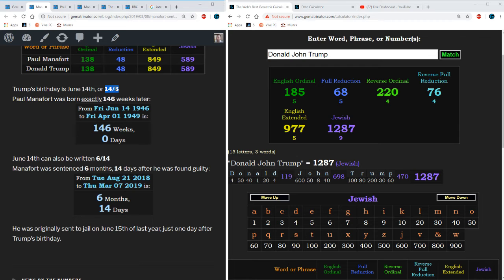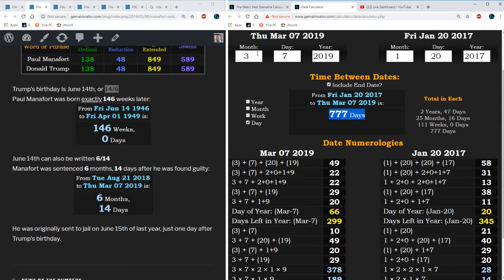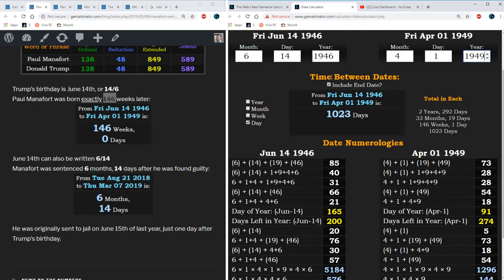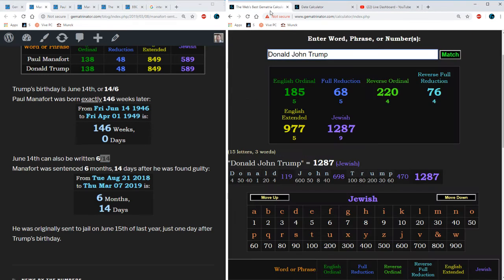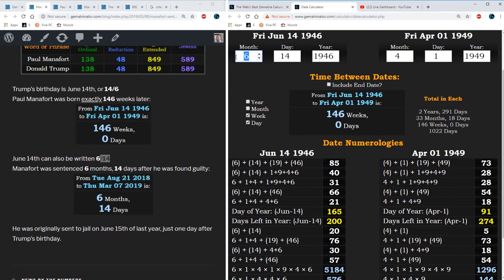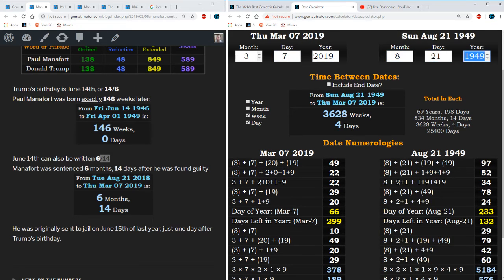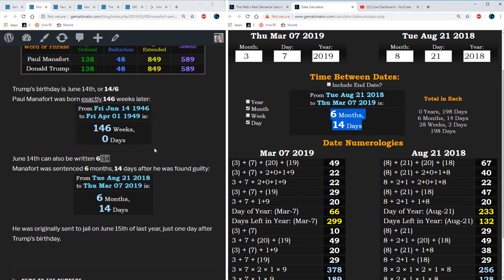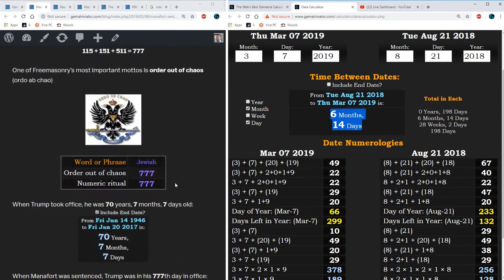We mentioned how Trump was born on June 14th. That date is written internationally as 14/6. Paul Manafort was born exactly 146 weeks after Trump's 14/6 birthday. In America, June 14th is written 6/14. And the date on which Manafort was sentenced to prison fell exactly 6 months and 14 days after he was found guilty.